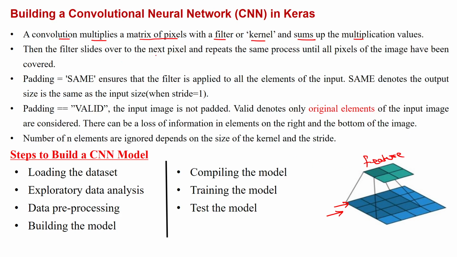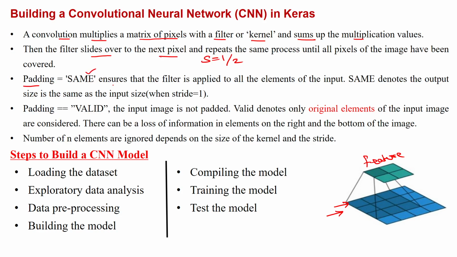Here the sliding is moving the filter over the input image pixel by pixel, based upon the stride value. So stride we can take as 1 or 2 based upon our application domain. Here one of the parameters is padding. It is having two values.